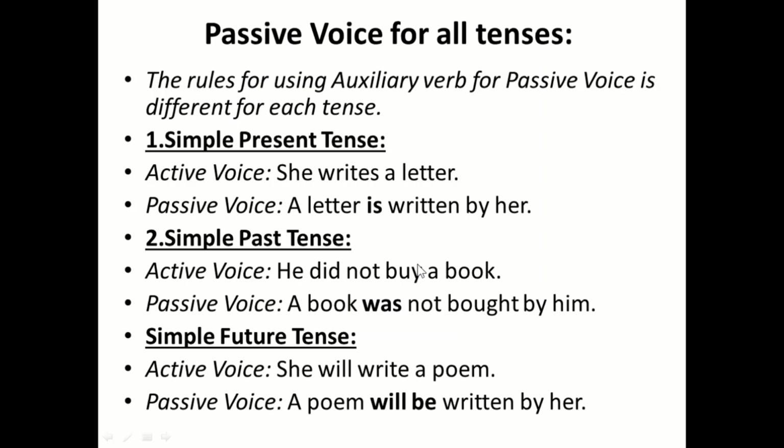Then we have simple future tense. Active voice: she will write a poem. So she will write a poem, a simple future tense. Passive will be simple also. Only we will use be here. The poem will be written, third form as usual, by her. She will be changed into the objective form, her.